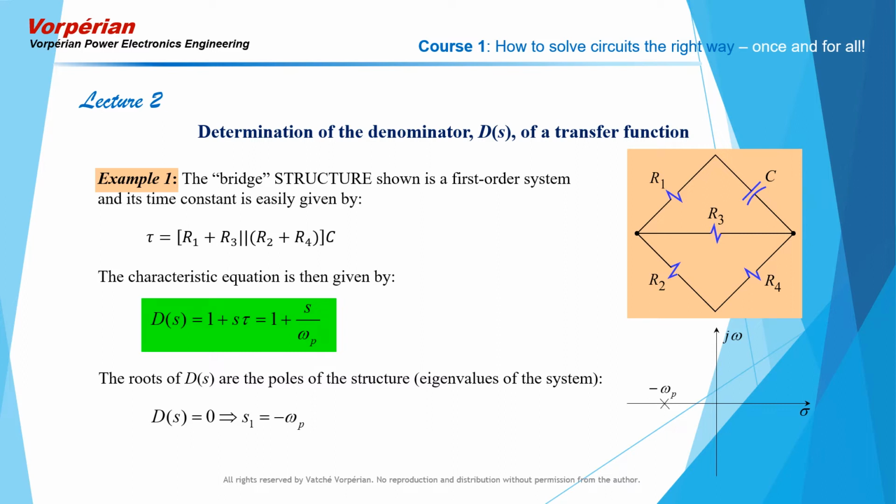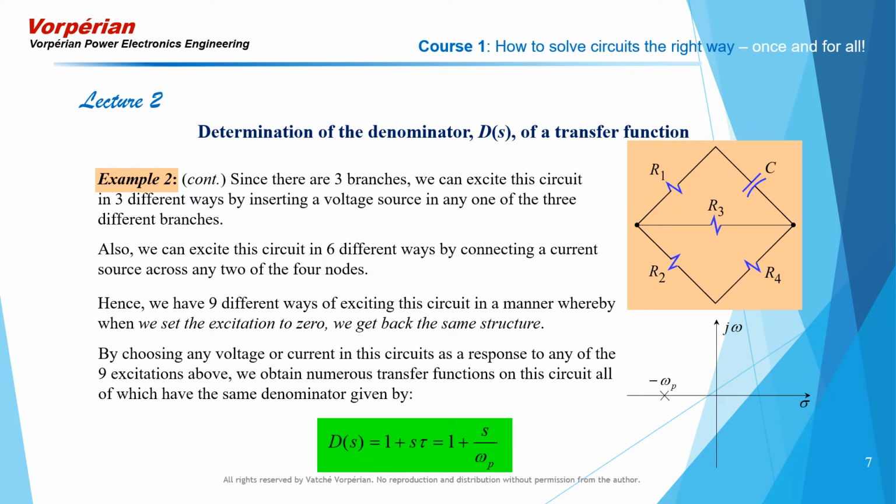Right now, let us just concentrate on the basic idea that we determined the time constant of a first-order structure simply by looking at it, because we're so familiar with it, and we said that the characteristic equation is 1 plus s tau. Because when I set the characteristic equation to 0, its root gives me the pole of the structure, or simply the time constant of the structure, which is the reciprocal of the pole.